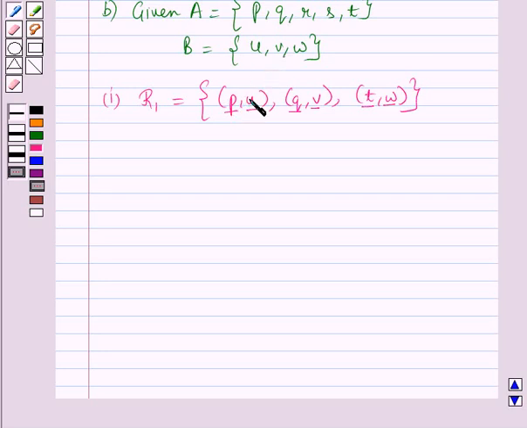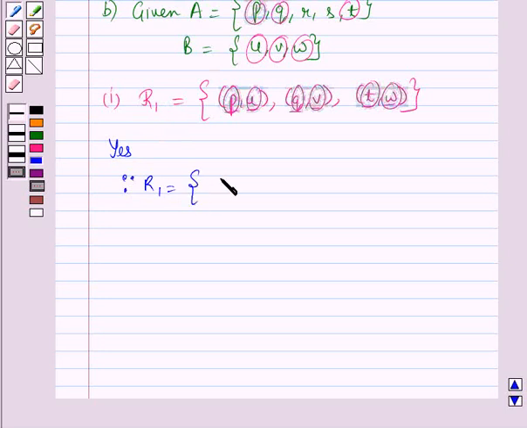Now here you can see that P, Q and T are from the set A and the second components that are U, V and W are from the set B. So the answer for this is yes, this is a relation from A to B as R1 is a set containing the ordered pairs (X, Y) such that X belongs to A and Y belongs to B.